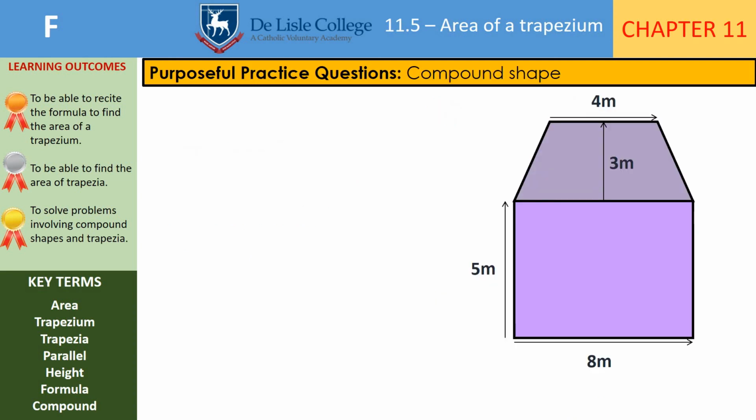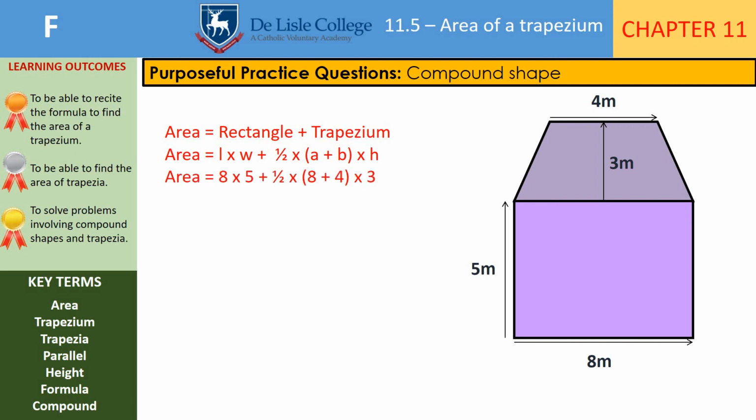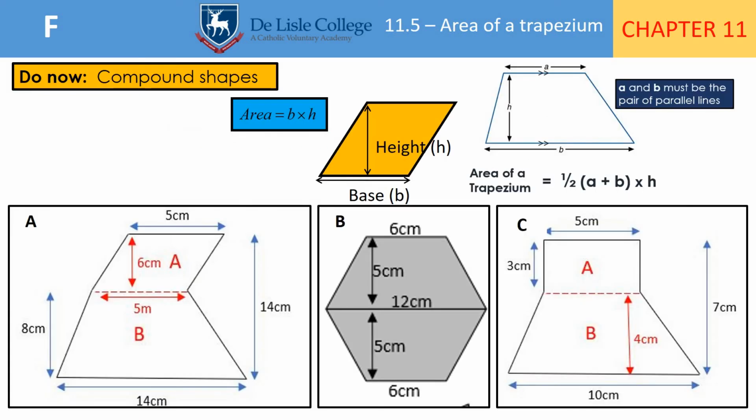Okay, so here's the second example. Same as before, area is the rectangle plus the trapezium, and we work through them there. So length times width plus a half times a plus b times h. Always a good idea to write the formulas down. So 8 times 5. The two parallel sides in the trapezium are 8 and 4. And the distance between them, the height, is 3. Calculate it through, and we end up with 70 square metres. Okay, again, if you want to copy that, you can.